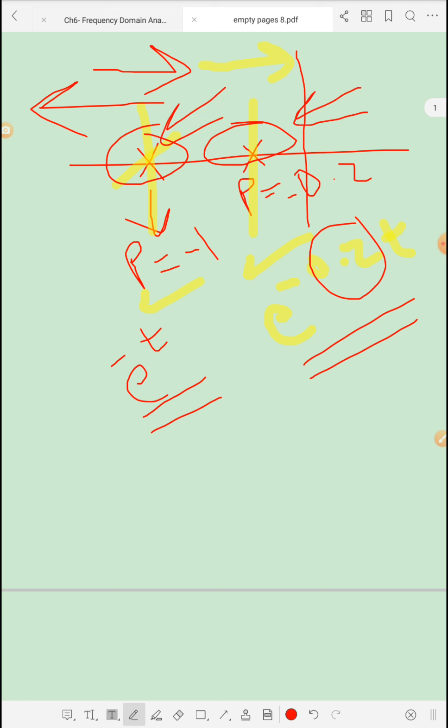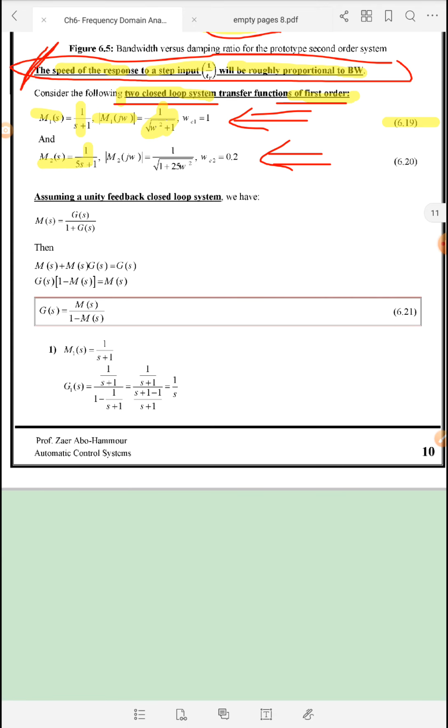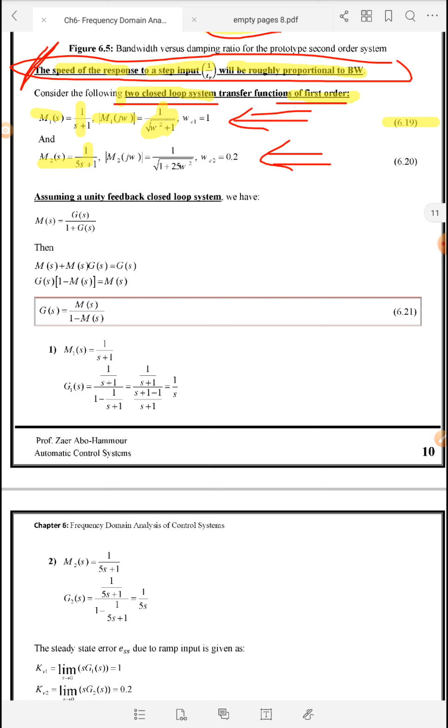It's the same concept. So let's go back to our original page. We have two first order systems, and the closed loop transfer functions are given: M1 and M2. Now we will assume a unity feedback closed loop control system, and if we have unity feedback, the closed loop transfer function will be g over 1 plus g, and h will be unity.